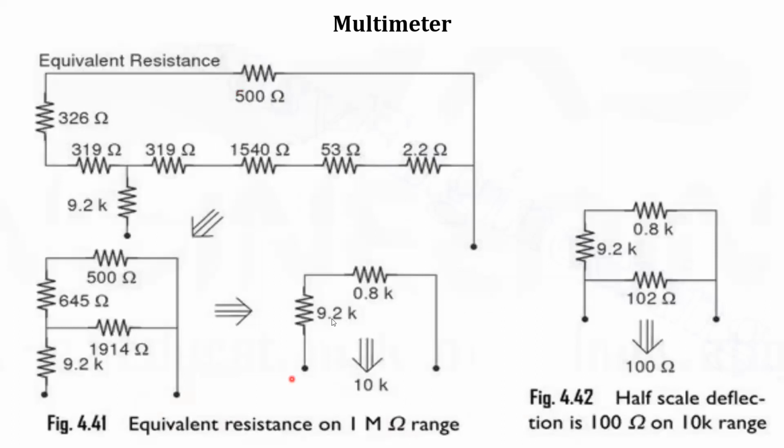Next one is the equivalent circuit of the 1 mega ohm range. That equivalent circuit is this one, this resistance as well as this resistance. I am considering this resistance like this, and these two resistors are in series, and all these resistors are in series, and these two resistors are in parallel. Let me draw. These two resistors are in series.